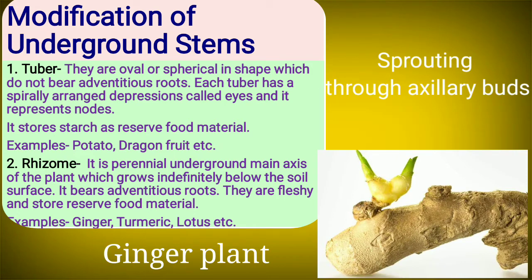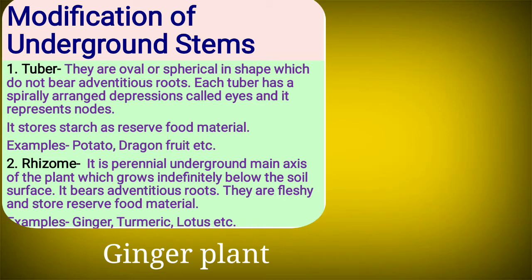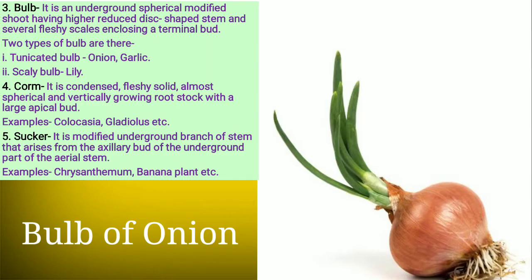The rhizomes also bear nodes and internodes, from where they sprout during the favorable season to give rise to the new plant body. Now let's come to the next, that is bulb. A bulb is an underground spherical modified shoot having a highly reduced disc-shaped stem and several fleshy scales enclosing a terminal bud.